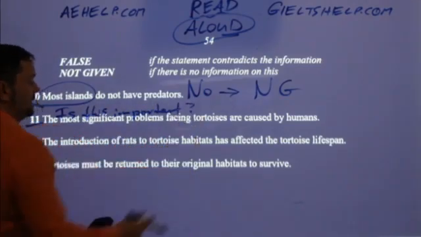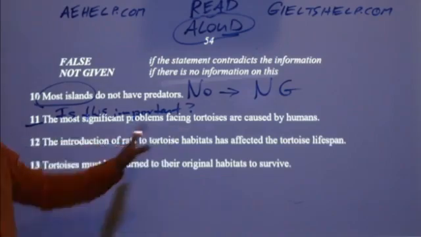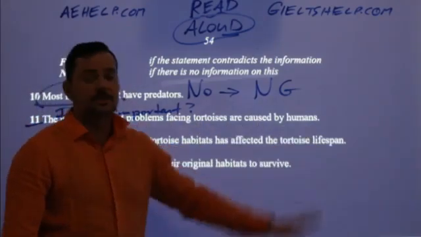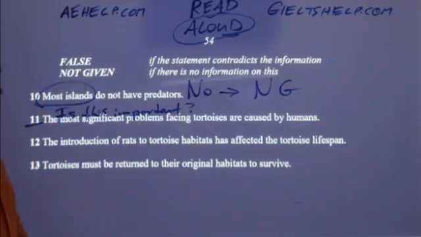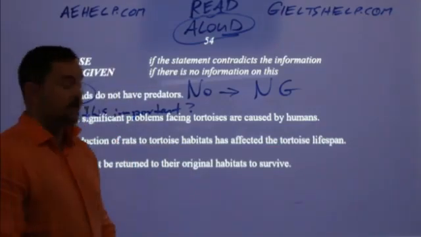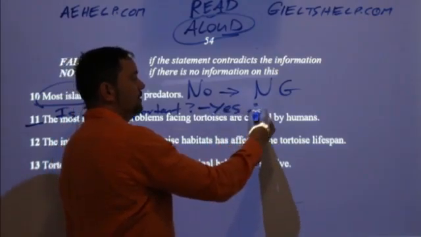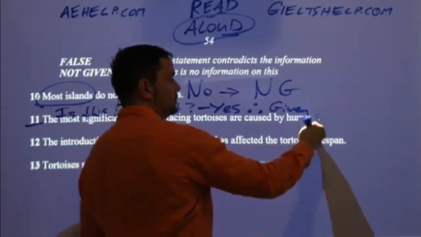So is this an important piece of information for this passage? The most significant problems facing tortoises are caused by humans. Number 11. Is it important? Yes. So, therefore, it's given, right?